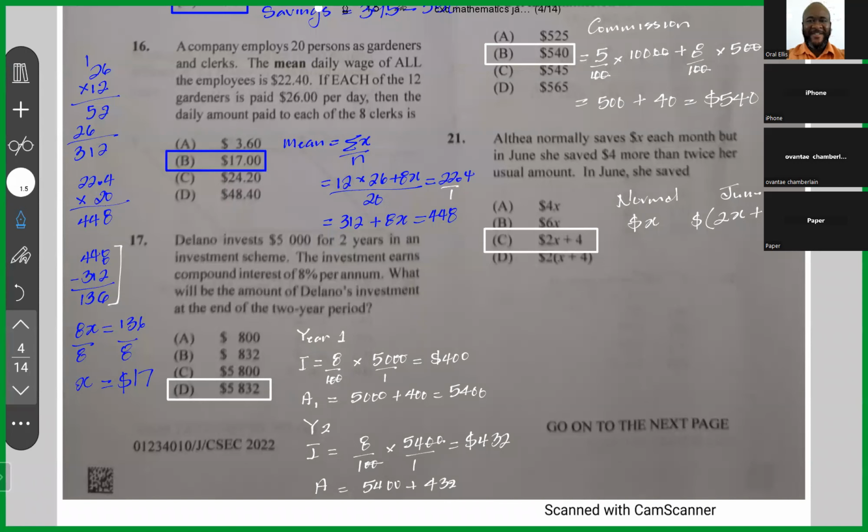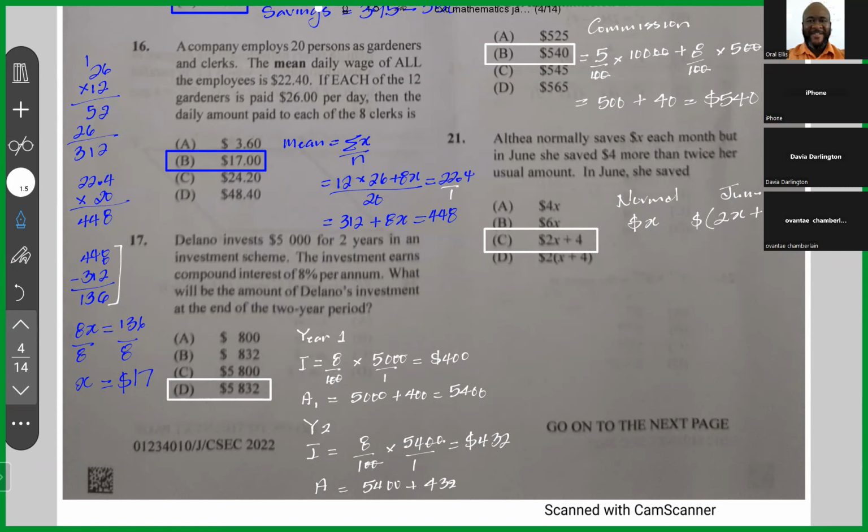The 5,000 is the amount of money he invested. The $400 is the interest. Now with compound interest, the interest is added to the principal. So the amount that is owed to Delano at the end of year 1 is the principal in year 2. So it's almost like the money is reinvested.